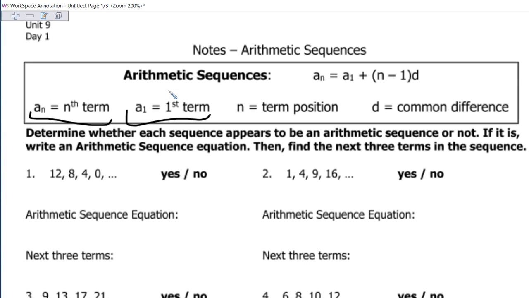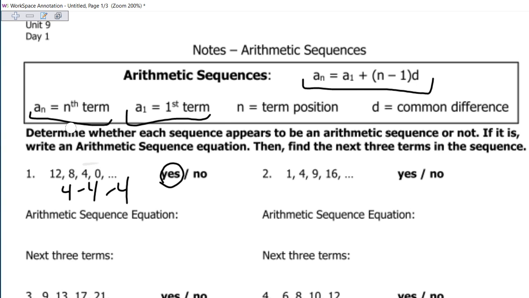So, number one is asking, first of all, whether each sequence appears to be arithmetic or not. What we're going to look for is the same jump every time. So this is minus 4, this is minus 4, and minus 4. So we're subtracting 4 every time. So yes, this is an arithmetic sequence. Now the equation, we're going to use this same equation right here, only we're going to put some different numbers and letters in there instead of what's there.